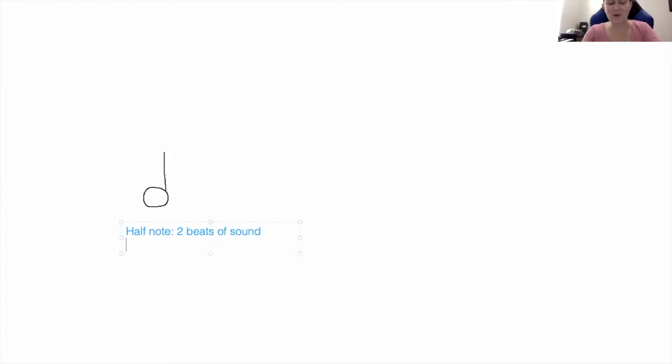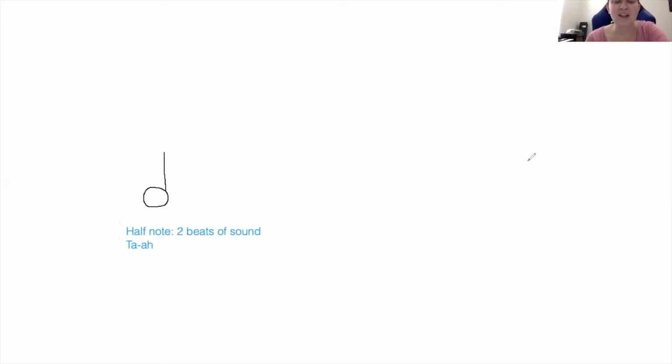And then what we're going to say with this, we said ta for our quarter note. For this, we're going to say ta-ah. Sounds like you're at the dentist. Ta-ah. When they say, go say ah. Very good. So our half note is going to be two beats of sound. And whenever we perform it, we're going to say ta-ah.